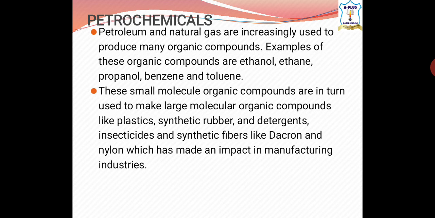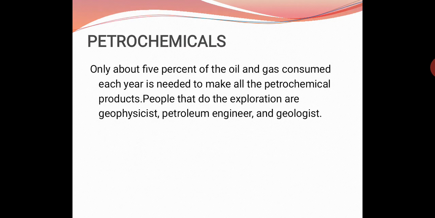These small molecule organic compounds are in turn used to make large molecular organic compounds like your plastics, all those plastic plates that you see around us, your synthetic rubber, detergents, insecticide that you use to kill insects, synthetic fibers like dacron and nylon, your normal nylon that you use to wrap your food, which has made an impact in the manufacturing industry. All these things are byproducts of petrochemicals or crude oil. Only about 5% of oil and gas consumed each year is needed to make all petrochemical products. Imagine, you need only 5% out of 100% of oil and gas consumed each year to make petrochemical products.